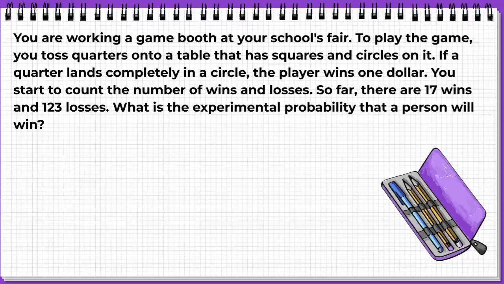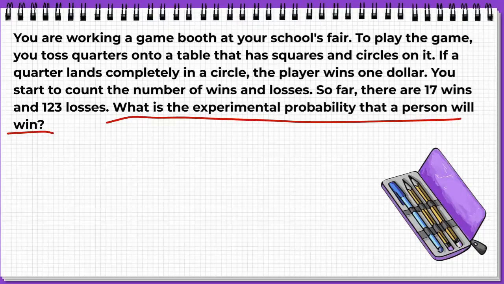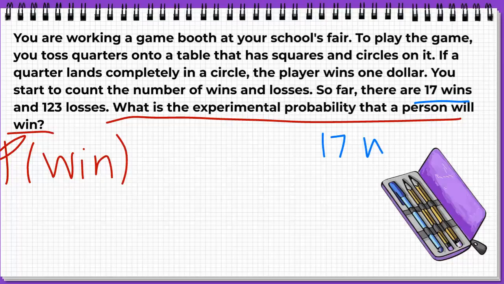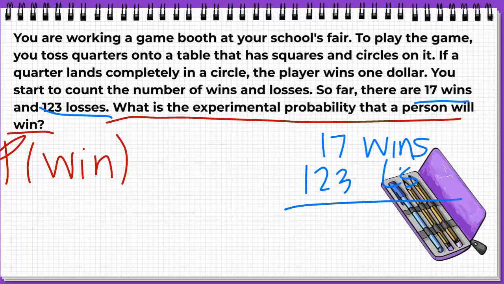So as I read this, I see we're talking about a game and we're talking about wins and we have losses. The problem is asking us to find the experimental probability of a person winning. So we want the probability of winning. Well, I know experimental means what does happen. So the problem told us what already did happen is we had 17 wins and we had 123 losses. Well, that means altogether we had 140 games played, total games.